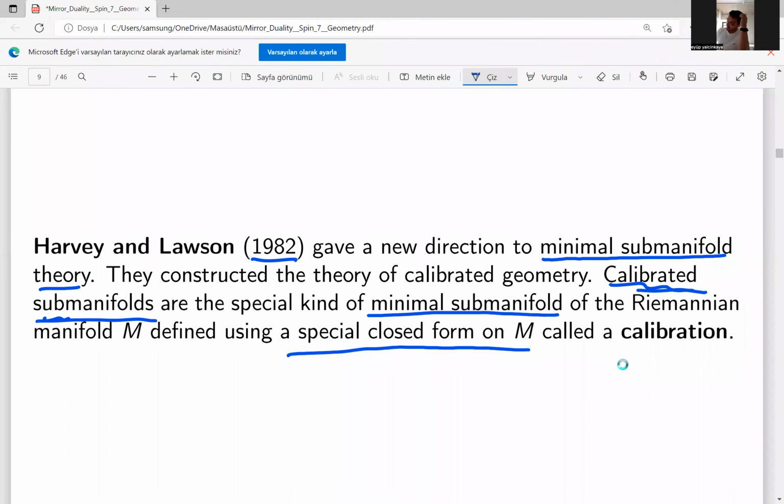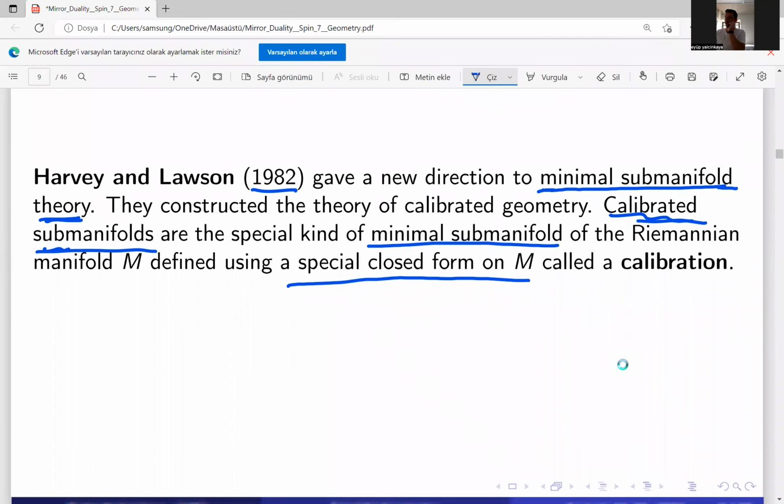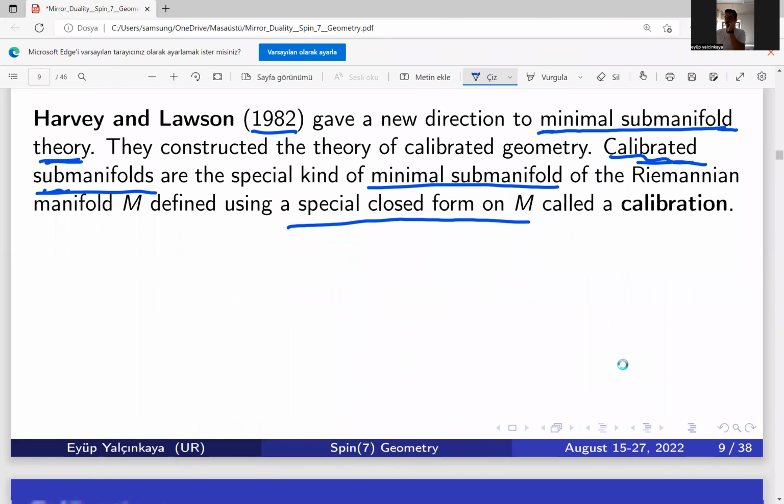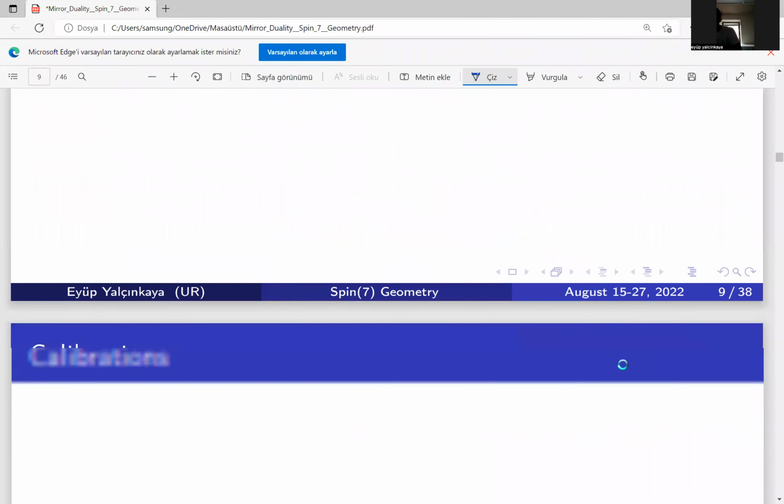And next week, on the deeper parts of minimal submanifolds, probably Mustafa will show us about the minimal submanifold theory. Maybe you can wait a little bit until next week, but today we will continue from the calibration part. We are studying a special kind of minimal submanifold, not the general theory.